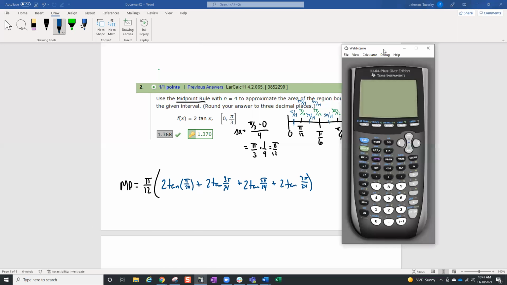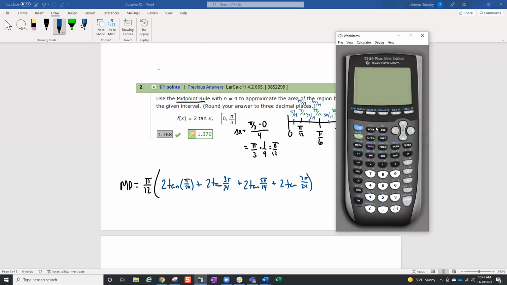I don't happen to know tangent of pi over 24 off the top of my head. So we'll take pi divided by 12, that's our width. 1 width, pi over 12. And then these are the midpoint heights. So times 2 tangent of pi divided by 24 plus 2 tangent of 3 pi divided by 24, and so on.